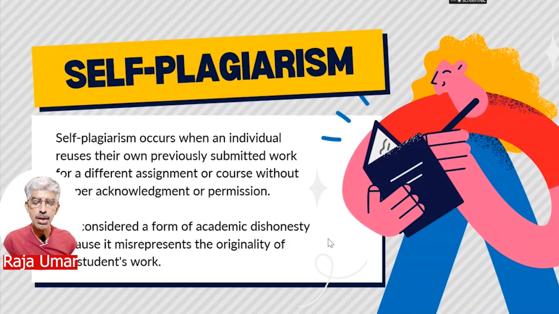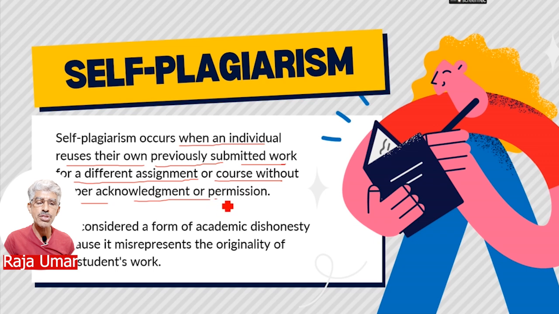Self-plagiarism. The first type of plagiarism. Self-plagiarism occurs when an individual reuses their own previously submitted work for a different assignment or course without proper acknowledgement or permission. For example, if I give some assignment to the students, they make it, they submit, and after a few months, while conducting the revision of those topics, if I give another assignment related to the same topic, if the students reproduce the same previous assignment to me as they had already presented in the past, that is known as self-plagiarism. They are presenting their own work again to me in the second assignment.